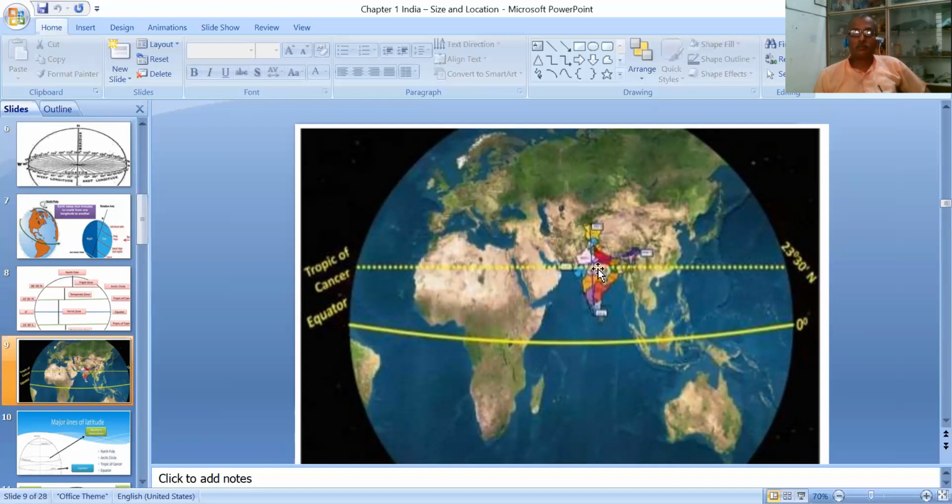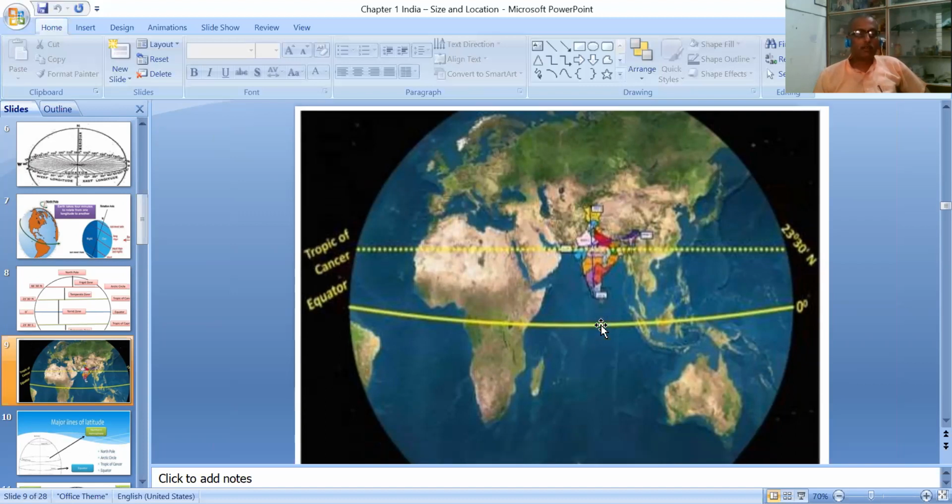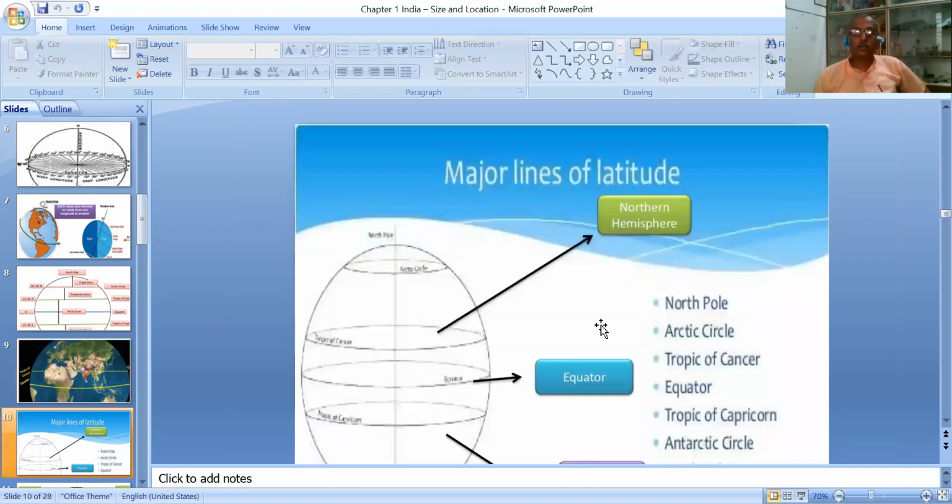See, in the middle of India, we can find the Tropic of Cancer passing through. It is a very important position on the earth. And we are also very near to the equator. The south part of our country is near to the equator. Let us have a study on this part.